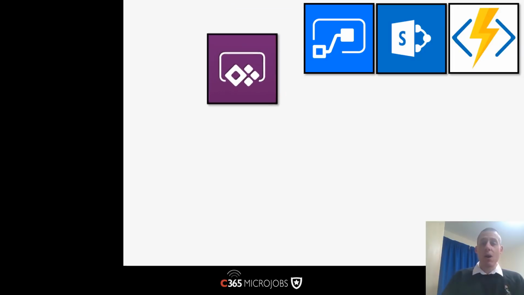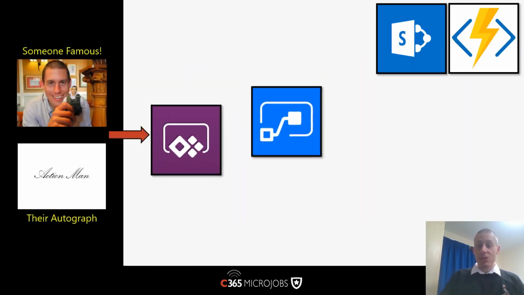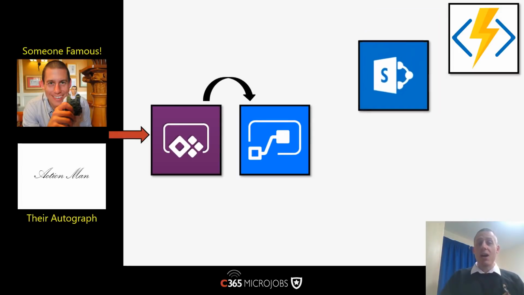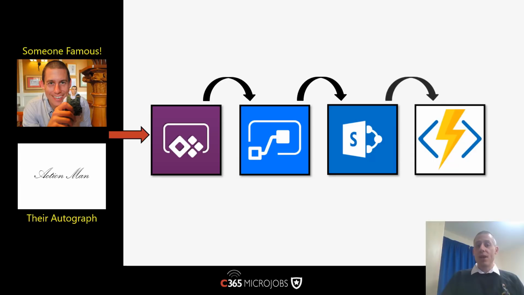So there we go. Just to recap on what it is that we've actually done, we created our Power App, which was taking a photograph and a signature from somebody famous or from anybody, using a custom connector to pass that to Flow, which would then store the initial images within SharePoint, process both of them using an Azure function, and then to combine the two into a Word document and then save it back into SharePoint. And there we go. We have our autograph book.